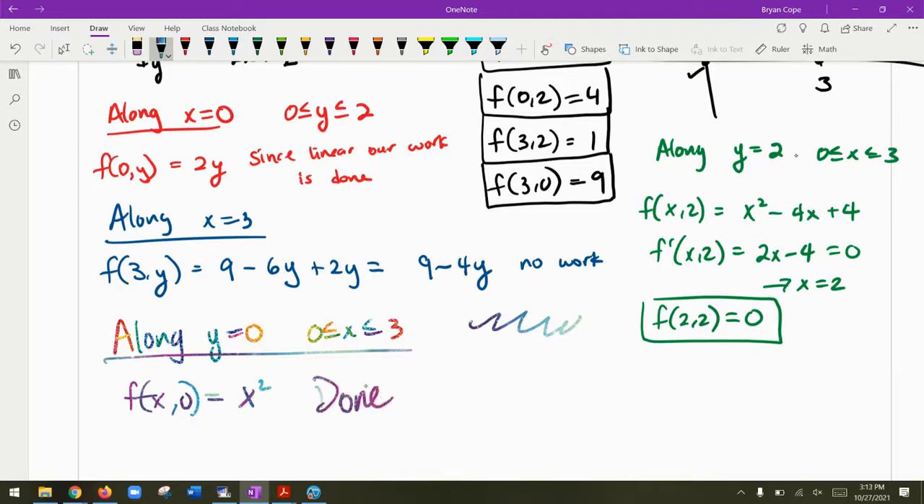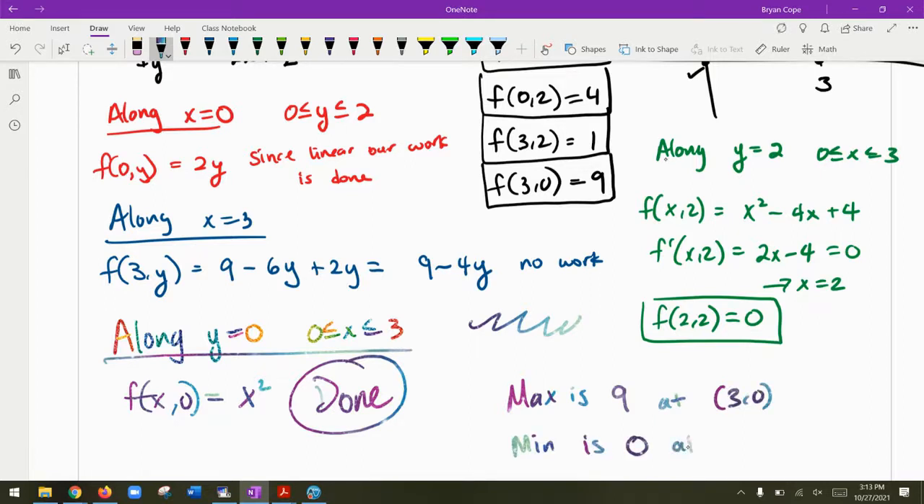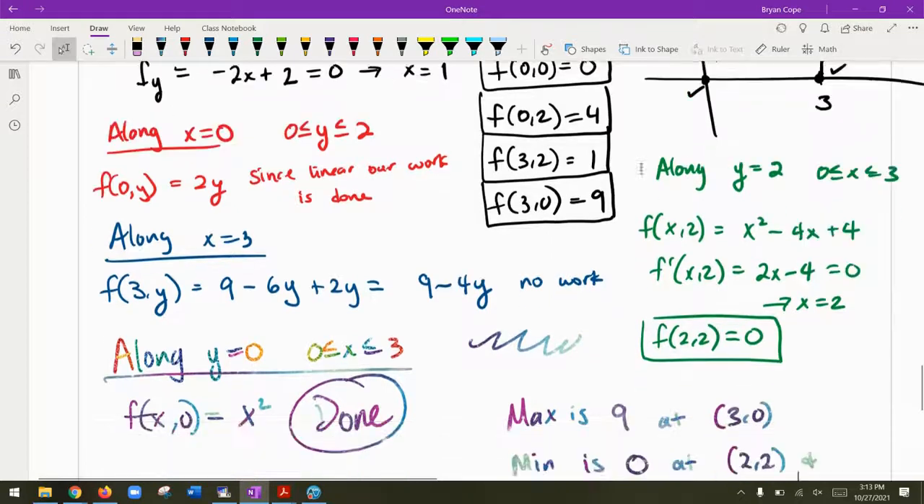Okay, so what is the winner? What is the loser? The maximum is 9. So we'll say the max is 9, and it occurs at the point 3, 0. And the min is 0, and it occurs at 2 points. It occurs at 2, 2, and at 0, 0.